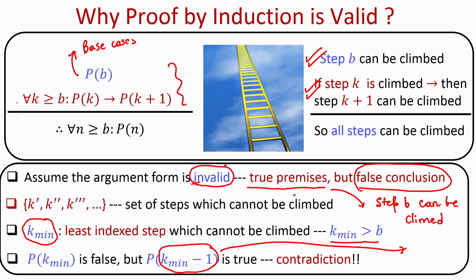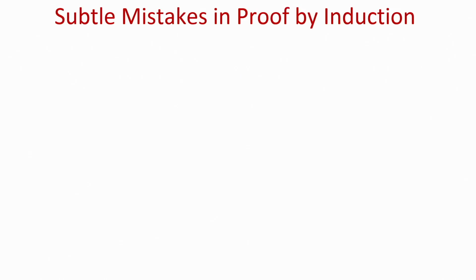And the second premise that you are proving here is the inductive step, where assuming that the property p is true for any value of k greater than or equal to b onward, you prove that the property p is true even for the next element of the domain. That is the inductive step. It turns out that very often people make subtle mistakes in proof by induction. So, here let me demonstrate one such subtle mistake.